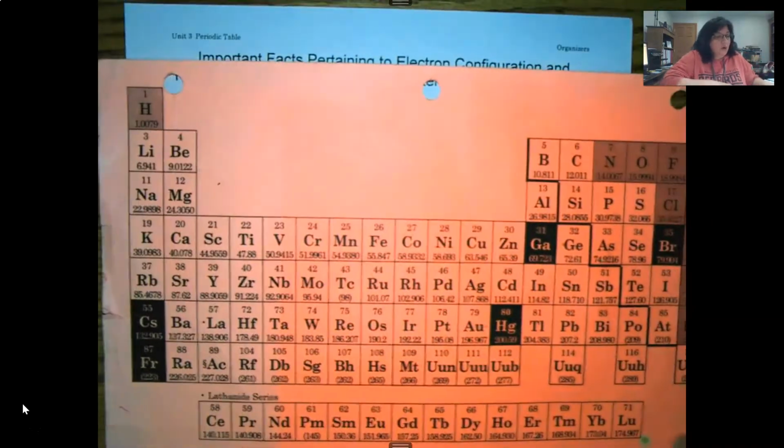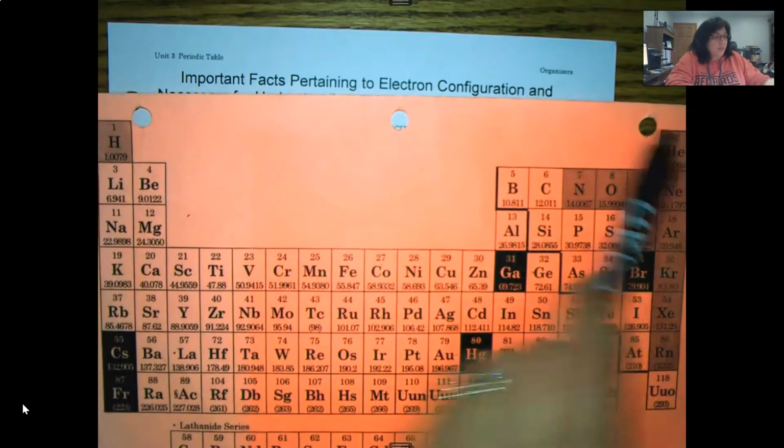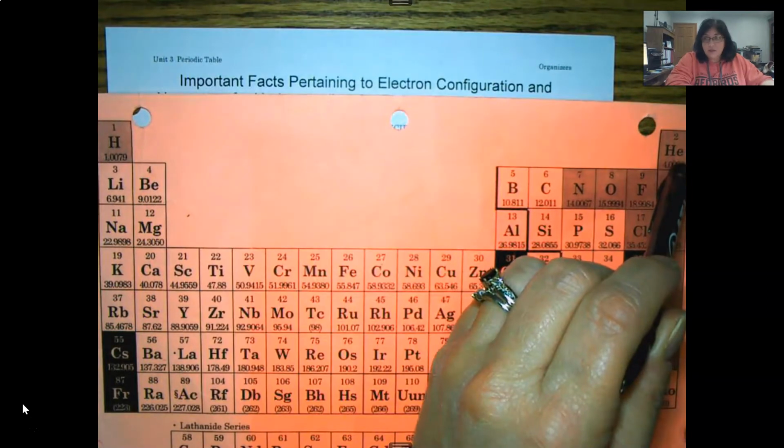So valence electrons: we're talking highest principal energy level here. 1s1, 1s2 for hydrogen, helium. So here the first principal energy level is 1, so the valence shell is 1. The valence electrons are the 1s electrons. Hydrogen has 1 valence electron, helium has 2.